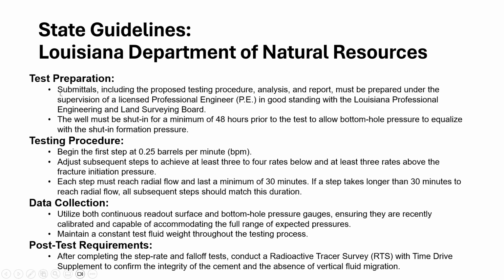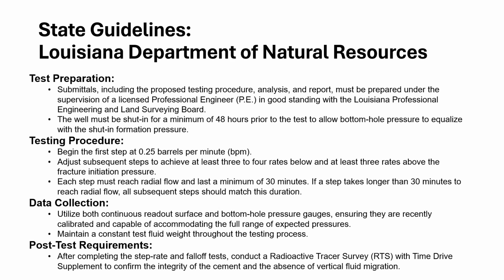One of their notes is that the submittals must be signed and stamped and prepared under a Louisiana PE. And these don't really guide, they recommend a shut-in for a minimum of 48 hours prior to testing. For the testing procedure, the first step is at 1/4 barrel per minute, and then you adjust the subsequent steps to achieve at least 3 to 4 rates below and at least 3 to 4 rates above the fracture parting pressure, which they call the initiation pressure.